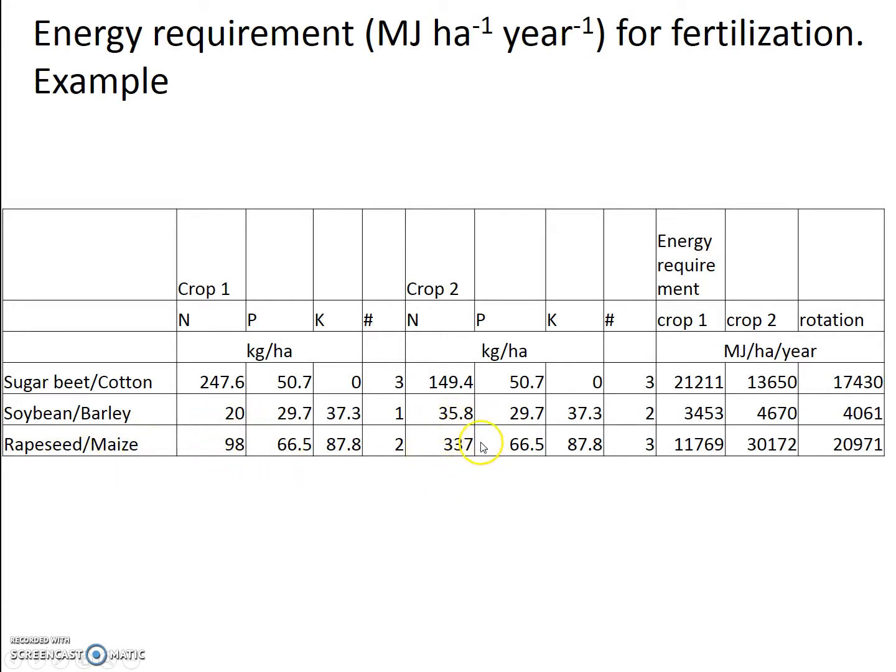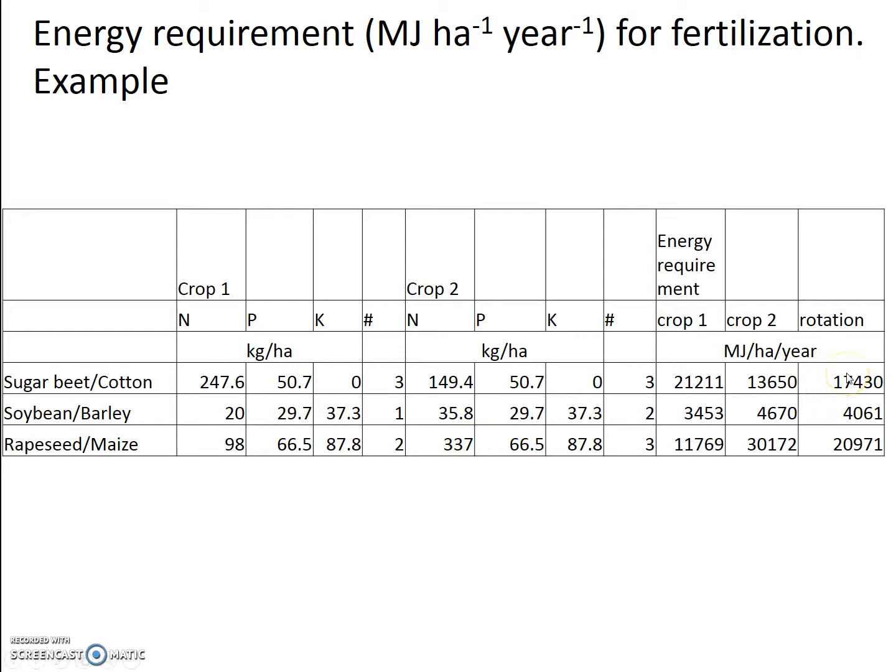For a rapeseed maize rotation, the amount of nitrogen is 98 for rapeseed, but the amount of nitrogen for maize is much higher, more than 300 kilograms of nitrogen per hectare. The amounts of phosphorus and potassium are 66 and 88 kilograms per hectare. And then we come up with values on average of close to 21,000 megajoules per hectare per year. We see that this rotation, rapeseed maize, has the highest energetic requirement for fertilization because of the large amount of nitrogen that we need to apply to maize.